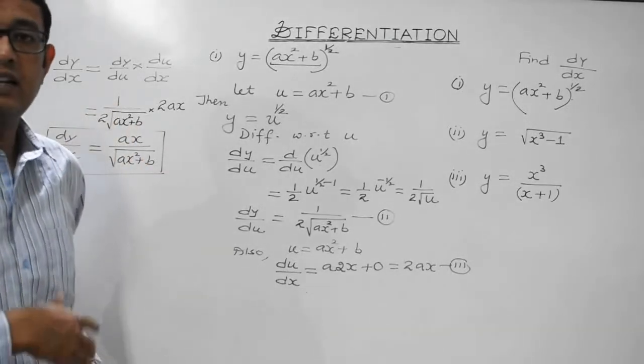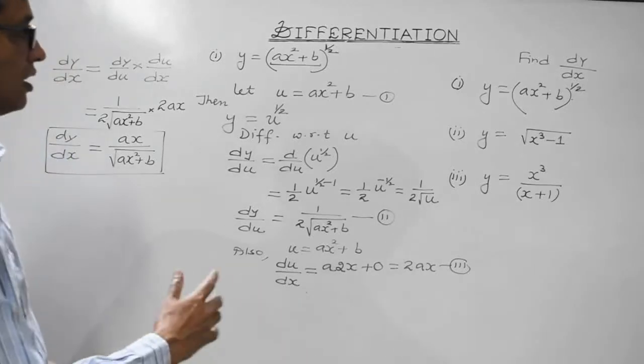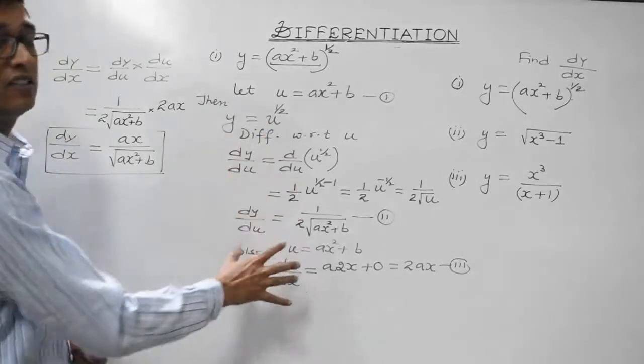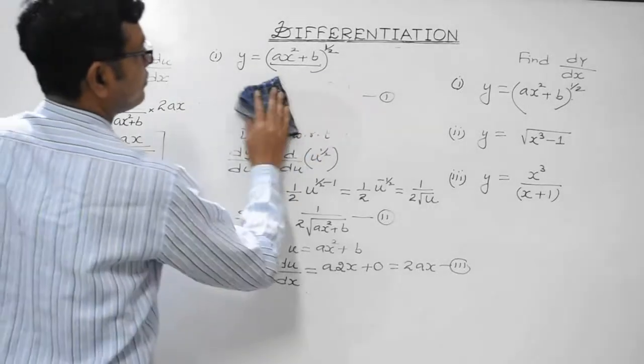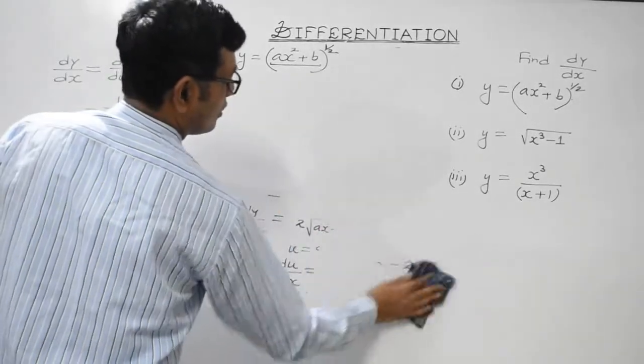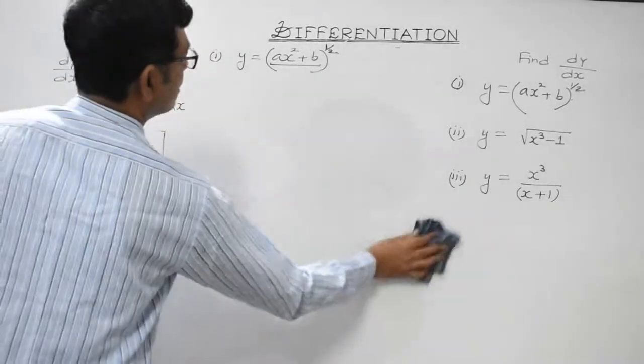It can be done directly as well. The same question can be done directly. This is actually known as the chain rule. So it can be directly done as well. So what we do is, we can get the same answer.